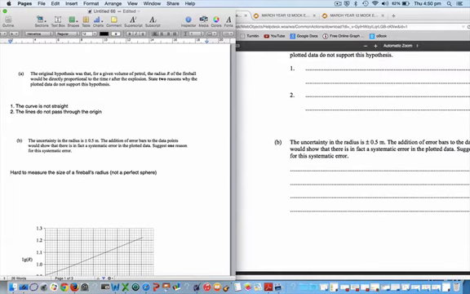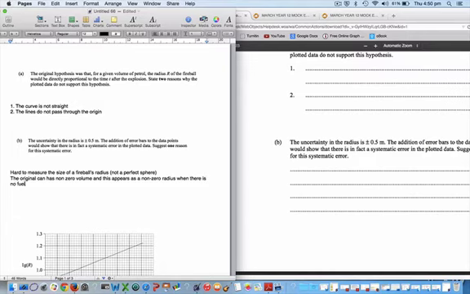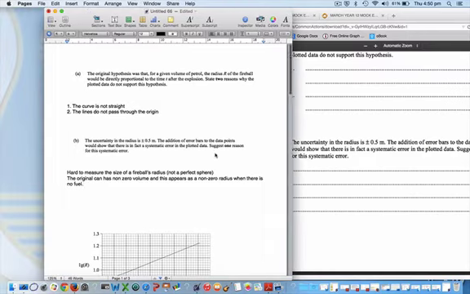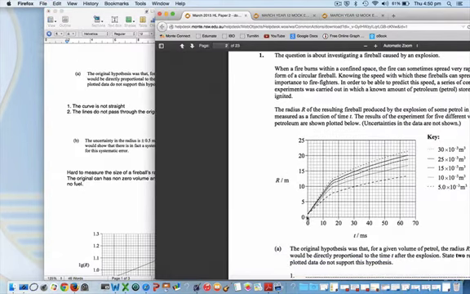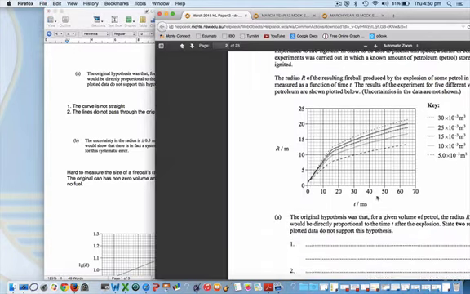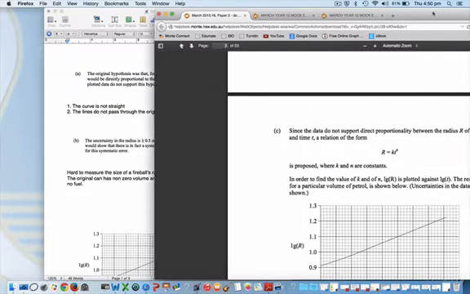I still think that the most common sense answer is that the original can has non-zero volume, and this appears as a non-zero radius when there is no fuel. Okay, and so at the beginning of the experiment over here, at 0 time, we have some non-zero radius, and that's your systematic error. Okay, down to part C.